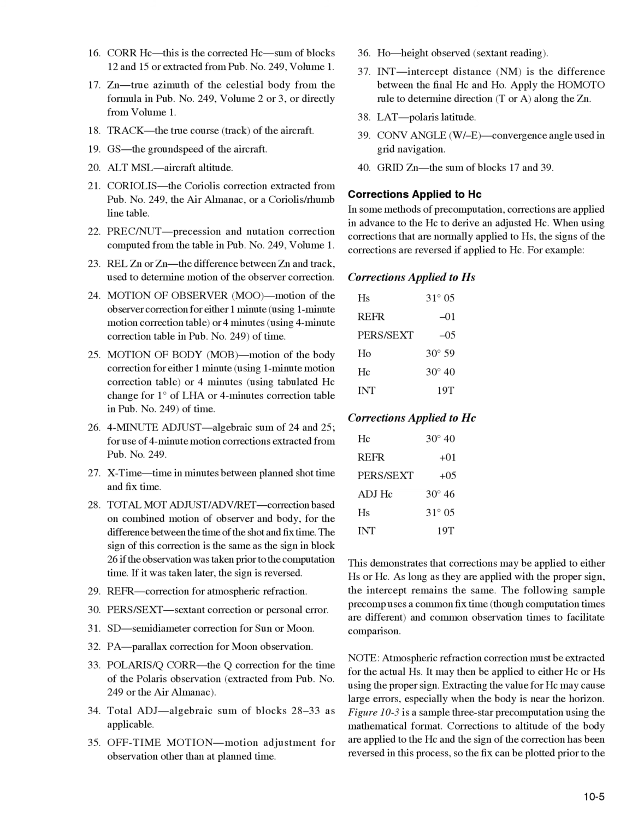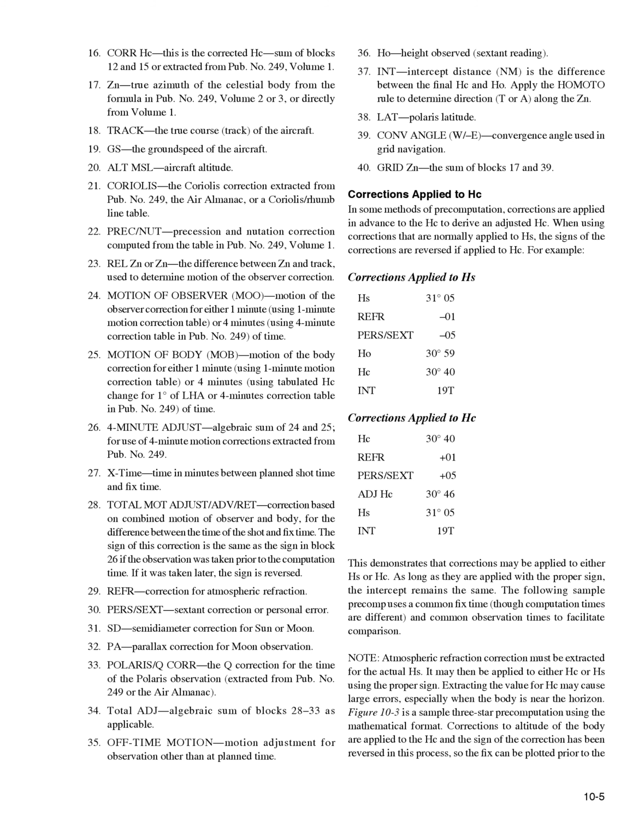The following sample precomp uses a common fixed time, though computation times are different, and common observation times to facilitate comparison. Note, the atmospheric refraction correction must be extracted for the actual Hs. It may then be applied to either HC or Hs using the proper sign. Extracting the value for HC may cause large errors, especially when the body is near the horizon. Figure 10.3 is a sample 3-star precomputation using the mathematical format.